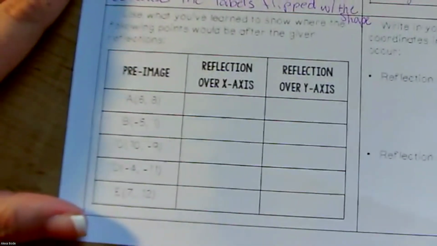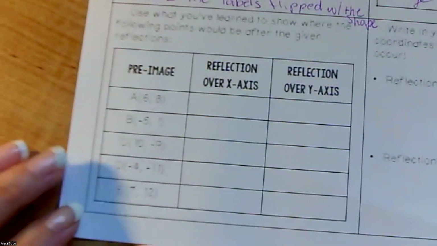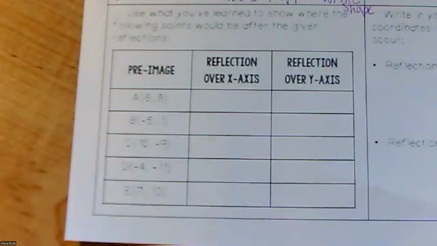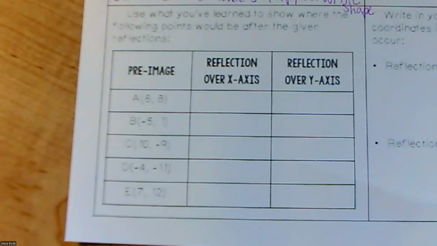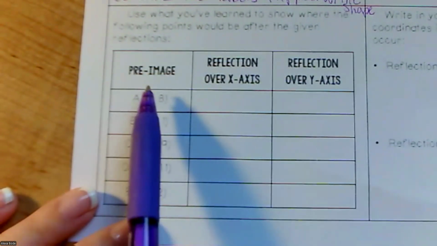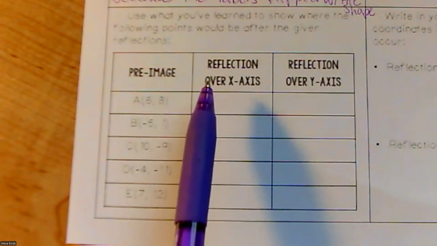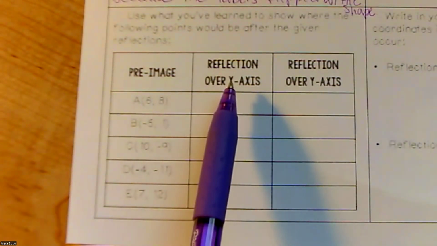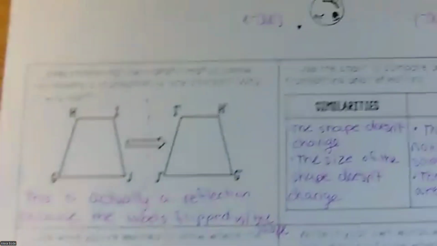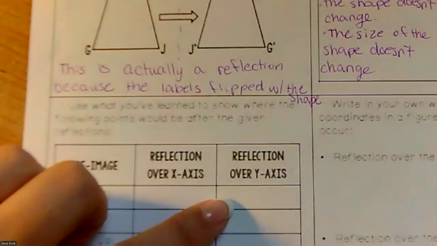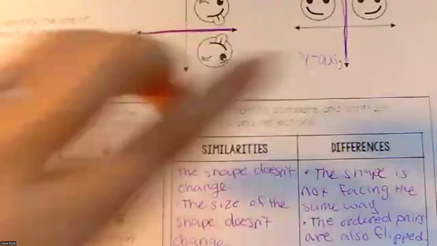Okay, so this one says, use what you've learned to show where the following points would be after the given reflection. We actually haven't done this yet. I'm doing this with you now, and you'll actually get to see why in the Desmos. So here is our pre-image points A, B, C, D, E. And we're going to talk about what happens if we were to reflect it over the x-axis, like this one up here, and what would happen over the y-axis, like this one over here.